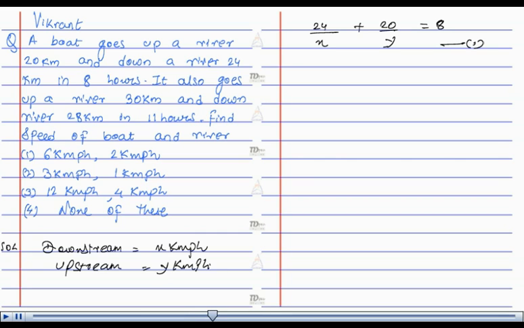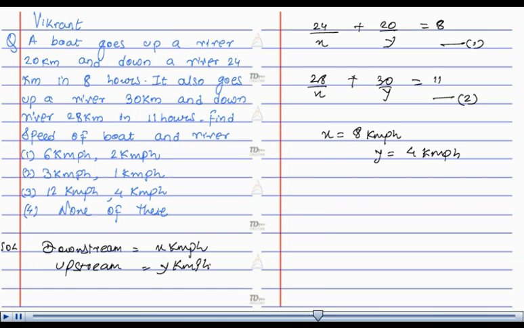Similarly, we can frame equation 2. It goes up a river 30 km, that is 30 by y, plus 28 by x, which will be equal to the total time taken, that is 11 hours. This can be taken as equation number 2. Solving these two equations, we get the value of x as 8 kilometers per hour and y as 4 kilometers per hour.